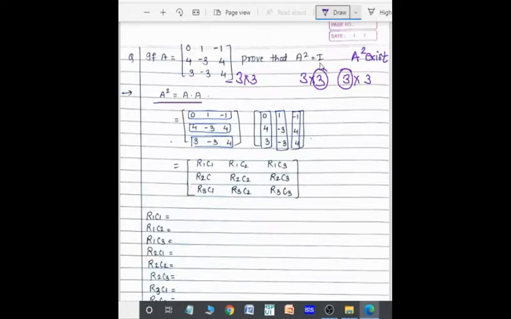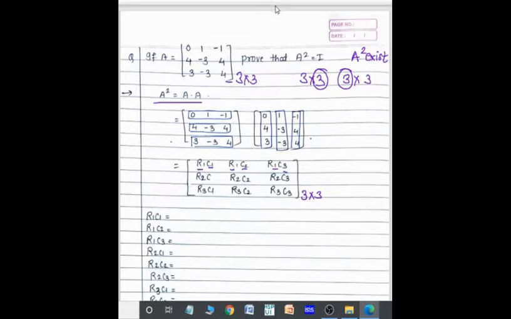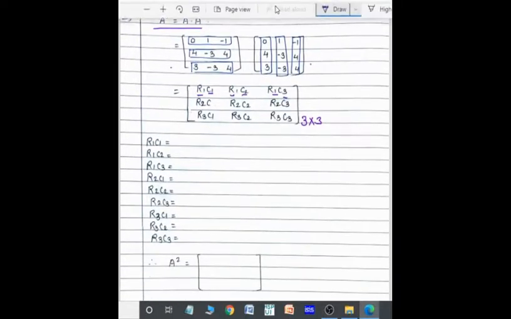After writing these two matrices, mark the rows of the first matrix and the columns of the second matrix. Then write down the position matrix of 3 by 3. We know how to write it: first row first column, first row second column, first row third column. Like this, write down all. And now multiply.